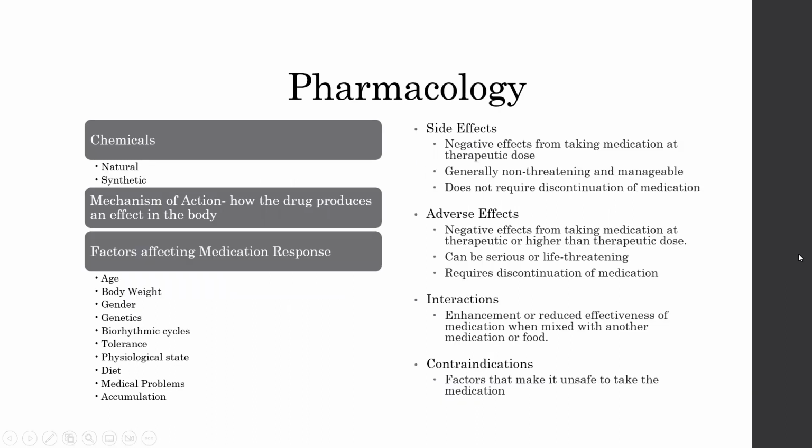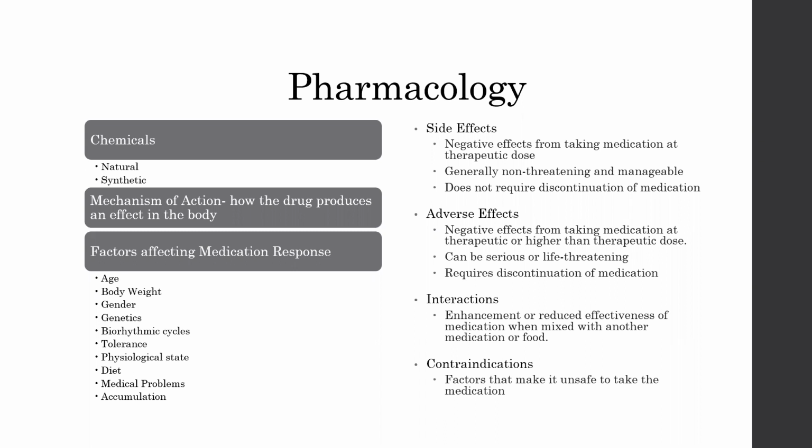As far as pharmacology goes, the chemicals can be natural or synthetic. Natural means that it's naturally occurring within the world. This could be things like your vitamins and your herbal supplements. Synthetic chemicals are those that are made in a laboratory and are often the medications that are produced by a pharmaceutical company.